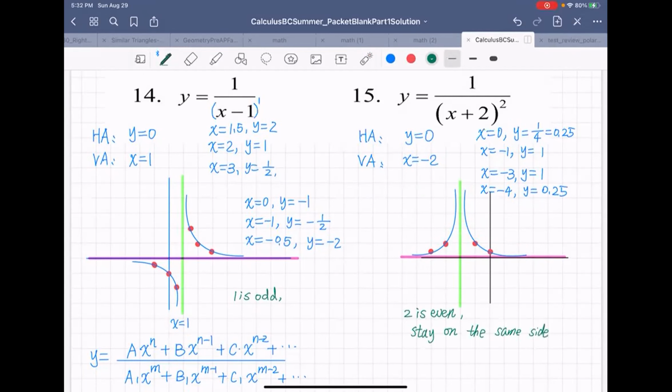This is a switch. Negative infinity to positive infinity, or positive to negative infinity. This guy stays on the same side, either both positive infinity or both negative infinity. If this order is 2 or 4 or 6 or 8, it stays on the same side. If this is 1 or 3 or 5 or 7, it switches. This rule always applies. That's the thing I teach you over here.